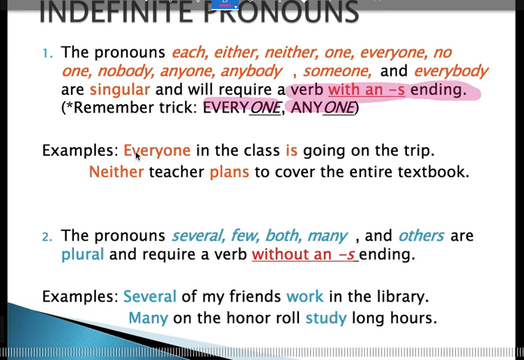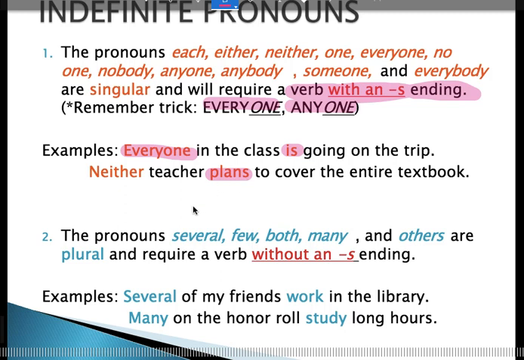So some examples. Everyone in the class is going on the trip. Every single person, every one person in the class is, which is a singular verb, going on the trip. Neither teacher plans to cover the entire textbook. So not both teachers, neither single one of them plans to cover the entire textbook. So it is a singular verb because it has an S.